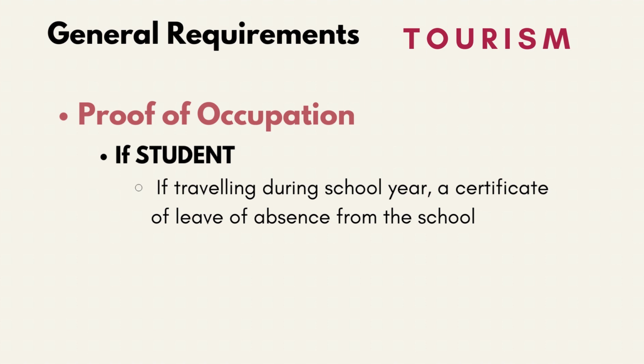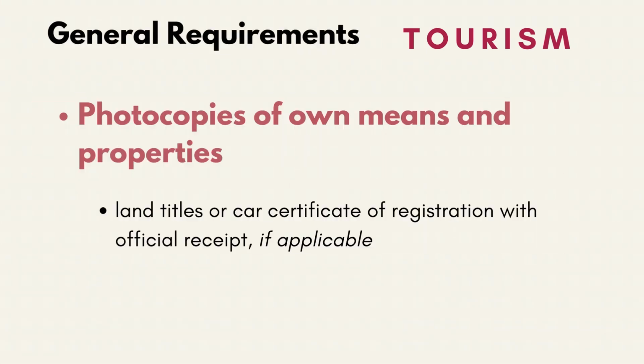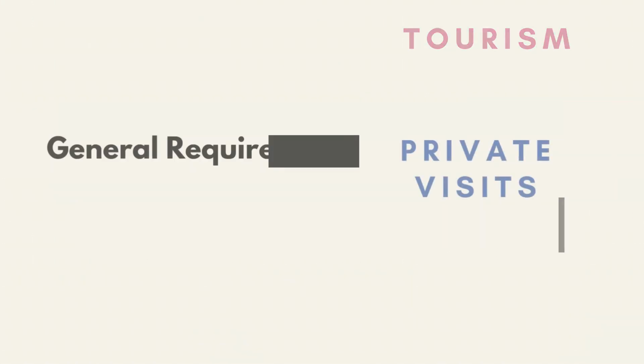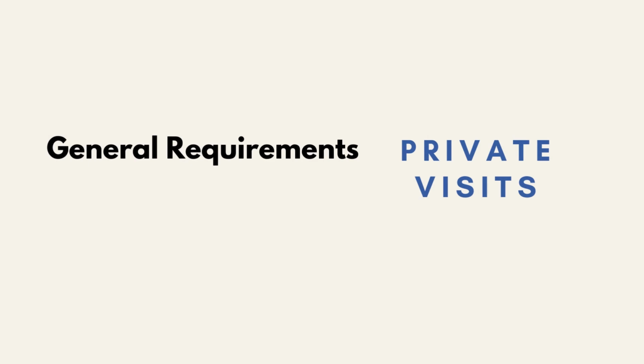If applicable, you must also provide a photocopy of your own means and property. So this would include land titles or car certificate with the official receipt. So those are the general documentary requirements for tourism applicants.